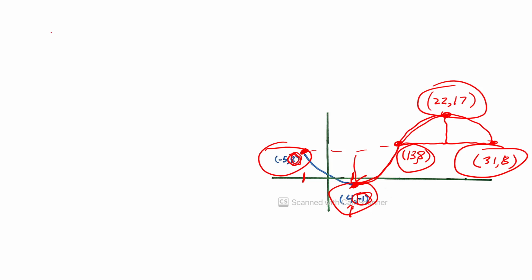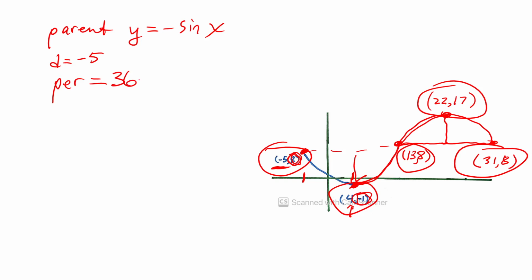The parent function is going to be y equals negative sine x. As discussed earlier, we have other parent functions we could use, but we'll use this one for now. Our phase shift is going to be -5, because that's the x value of the first point of the cycle. Our period, to get from an x value of -5 to an x value of 31, is 36 units. So our k value will be 2 pi over 36, which is also pi over 18.